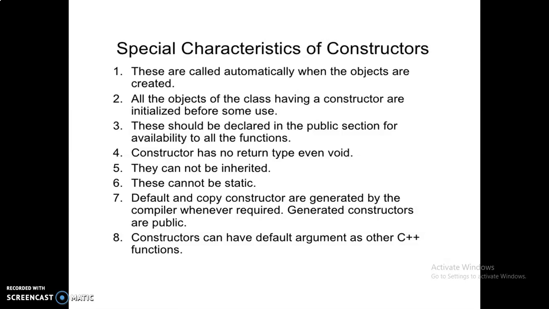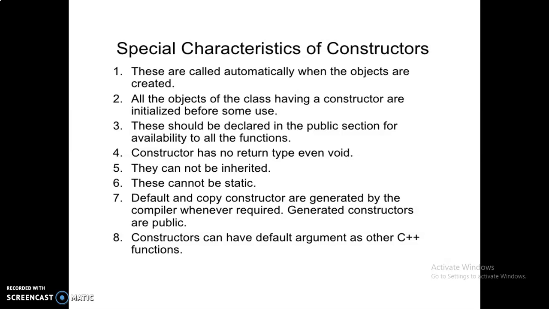The special characteristics of constructors are given here. The first one is that they are all called automatically when objects are created. In my previous examples, I showed you programs where the member functions are called using the object of the class, after the class is defined and then you define the object. By using that object, you have to call the member functions in C++ programs. But while using a constructor, these are all called automatically when the object is created.